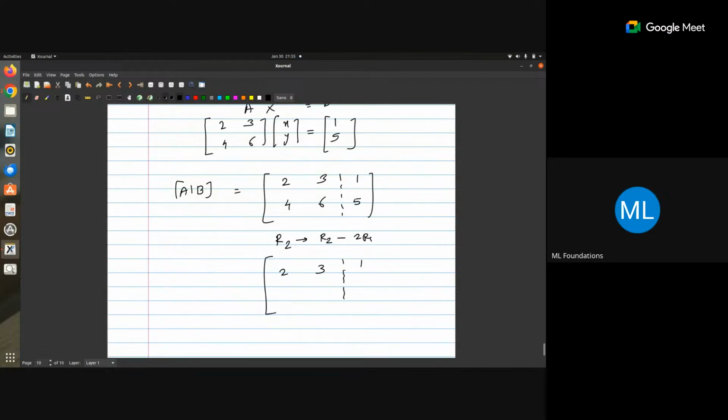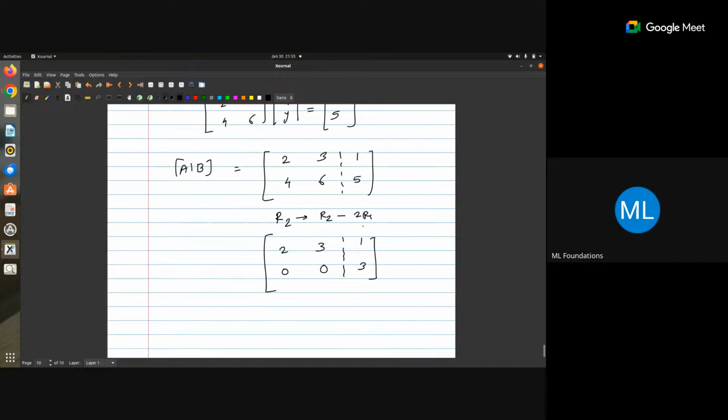The same operations I have to do there, right? So here it is 0, 0. And what is here? Minus 3. 5 minus 2 times 1, that is 3. Correct. Now, can I do anything else here?